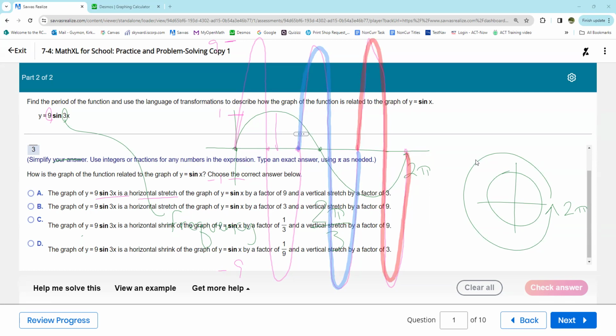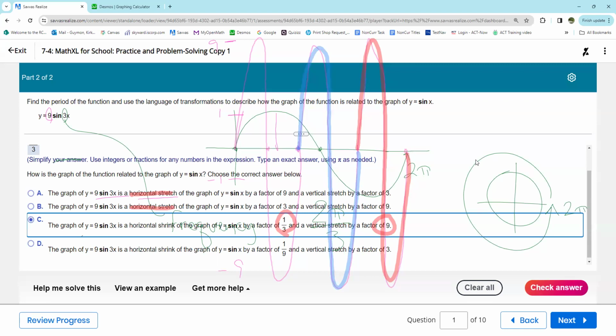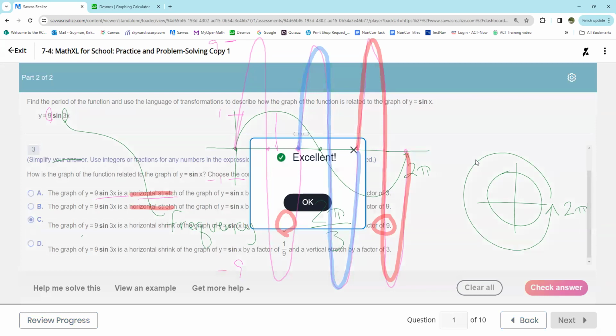All right, so horizontal stretch, no, because it's actually a compress or a shrink. Horizontal stretch is not stretched out. This is pushed closer together. So a horizontal shrink of the graph by a factor of 1/3. So 1/3 because of the 3. And I think that, and a vertical stretch by a factor of 9. So that's making it taller. So that seems like a reasonable answer there that I would expect that they should be looking for. Let's take a look. And that's what we have.